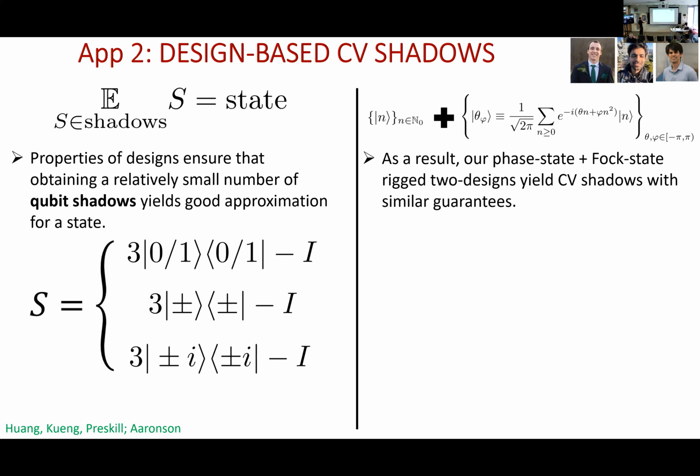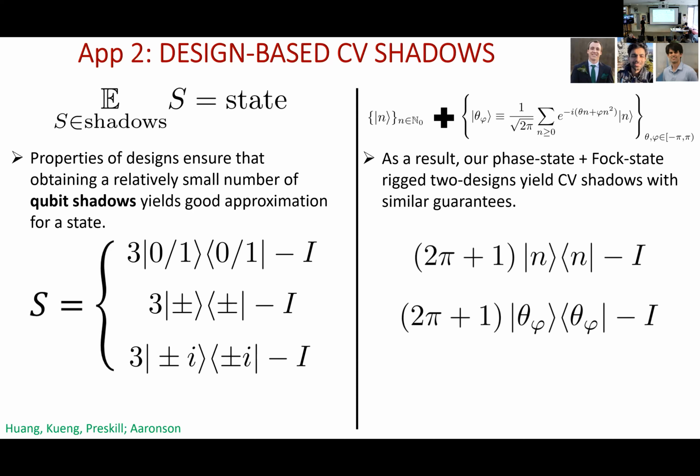Well, what do we have? We have a 2 design. So we could at least get something out. Turns out our 2 design that I showed you with the Fock states and the phase states, using these now as the snapshots for the state and measuring either in the Fock basis or in the phase state basis for a chosen theta, gives you a CV version of this protocol, a very similar one visually with similar guarantees.